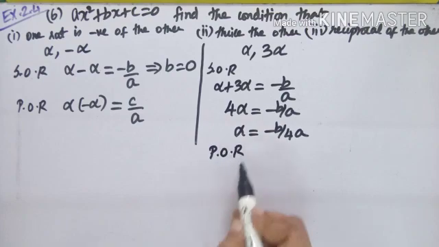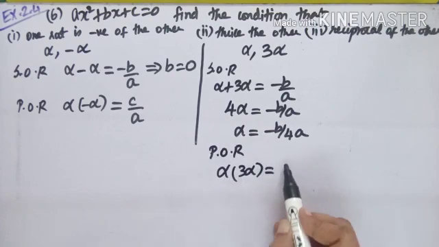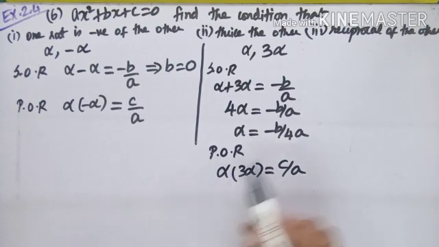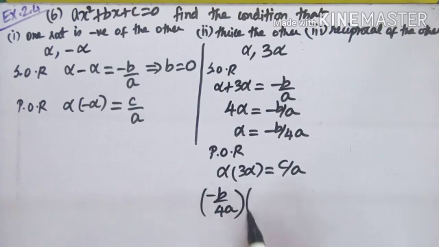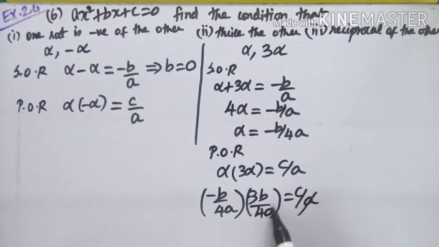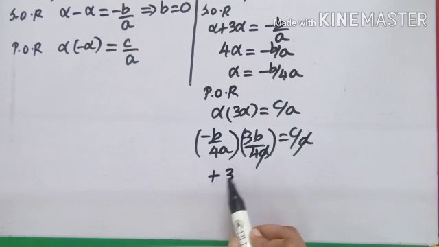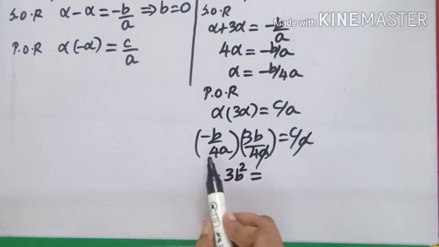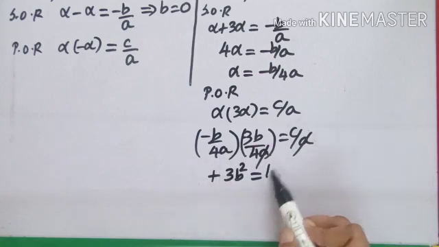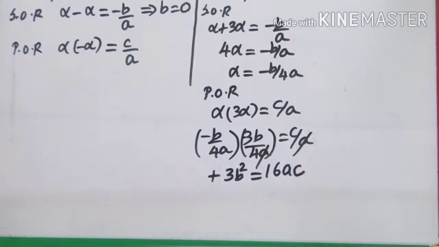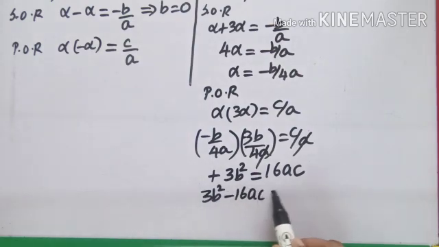Product of the roots alpha into 3 alpha is c by a. Wherever alpha comes, put minus b by 4a. Minus b by 4a, 3 into minus b by 4a equals c by a. 1a I can cancel. Cross multiplying, minus into minus plus, 3b square equals 4 into 4, 16a with c, 16ac. So the condition is 3b square minus 16ac equals 0.